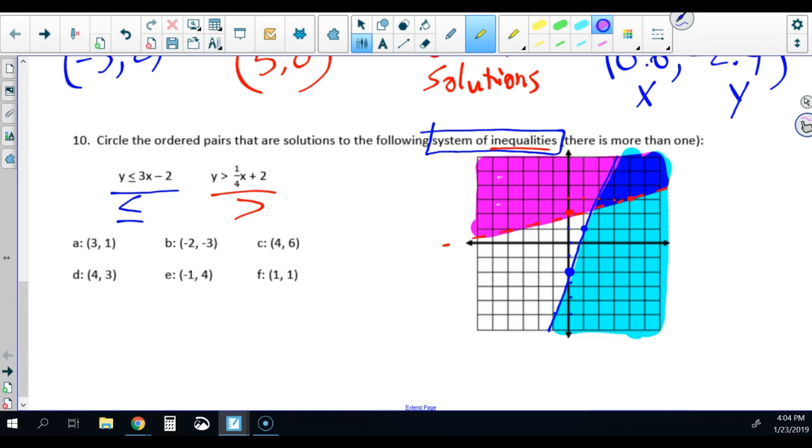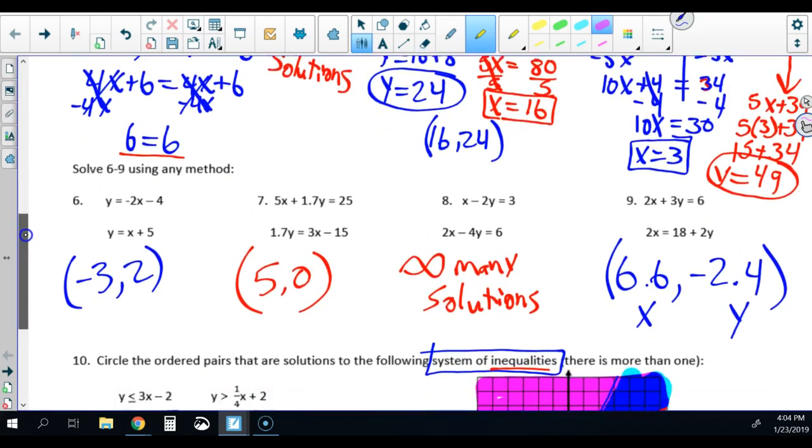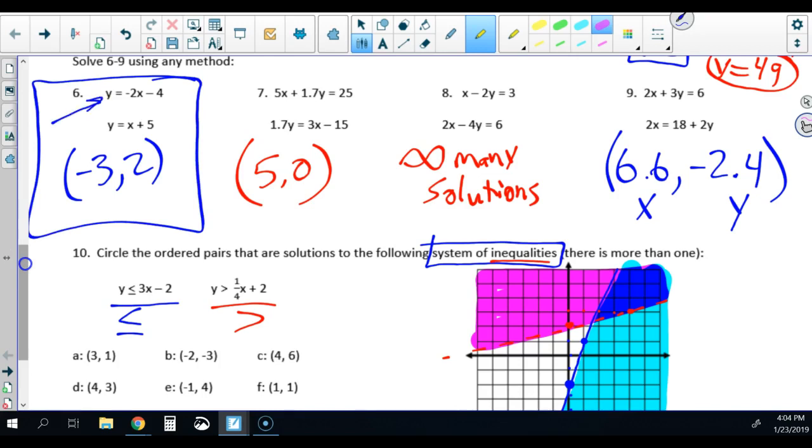Now, what's going on here? If you remember what's happening up here in 1 through 9, you're trying to find the one point. Let's think of number 6, for example. There are an infinite amount of x's and y's in that equation. We're trying to find the one x and y that's in common with both of them. One spot where it overlaps. Remember when we learned this, boys had an equation, girls had an equation. There was one point that overlapped.